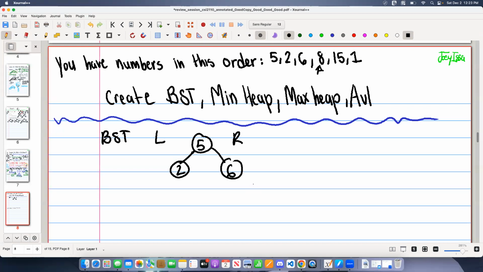8 is greater than 5, it's greater than 6, therefore it's also towards the right. Next, 15. 15 is greater than 5, greater than 6, greater than 8. So it's also going to be towards the right. And now you have 1. Well, 1 is less than 5. It's also less than 2, so it's here. Let's add a couple more numbers just in case. Let's add 7.